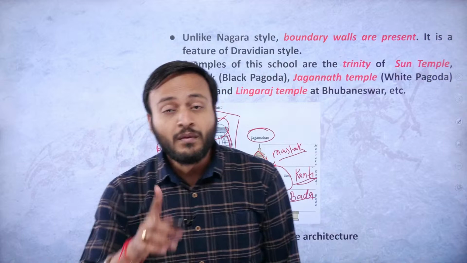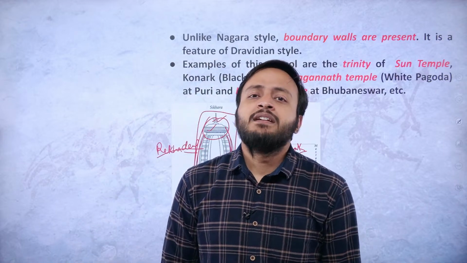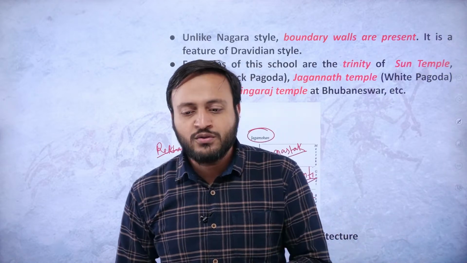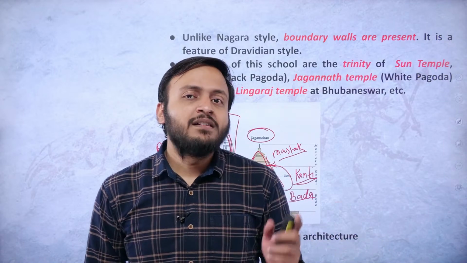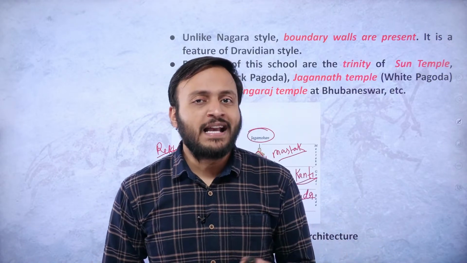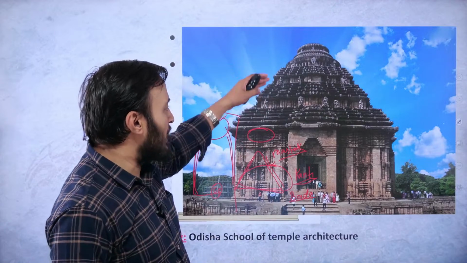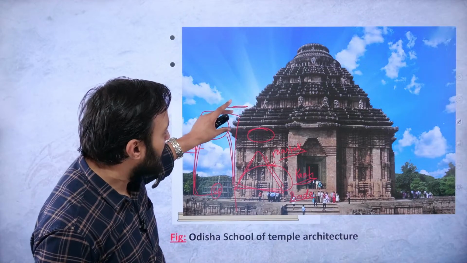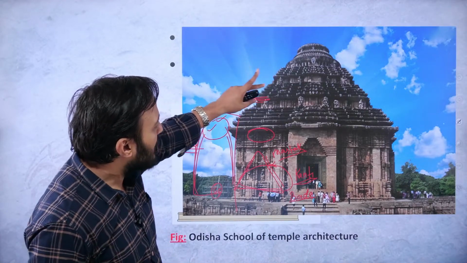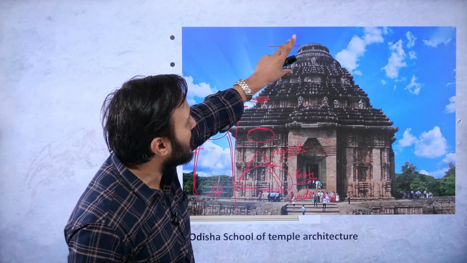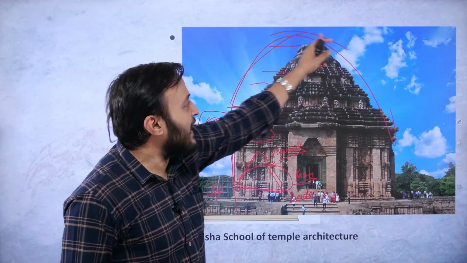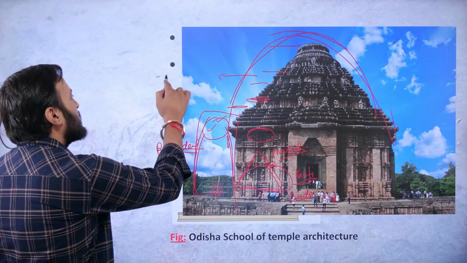All right, everyone. One more thing you need to keep in mind: usually in the Nagar style we don't have boundary walls, but the Kalinga school in the Nagar style has the presence of boundary walls as a special exceptional feature. Look at this majestic picture of the Konark Sun temple. It is clearly visible. This is the Bada, this is the Kanti, and this is the Mastak. And this entire structure is called a Jagmohan.